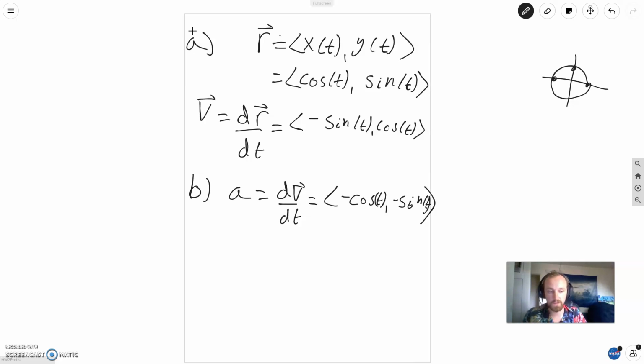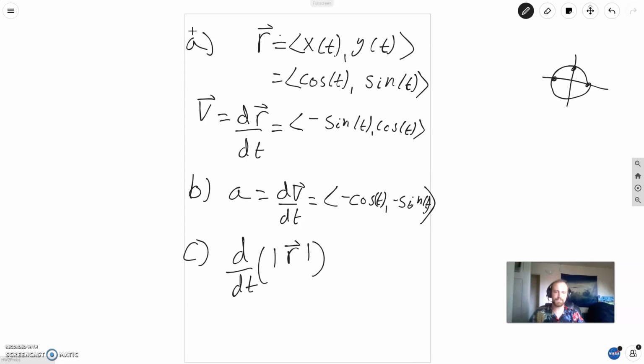Okay, easy enough again. We're just taking derivatives. When we take a derivative on a vector, we just do it term by term. But remember, that's for x and y coordinates. You don't want to do that for spherical coordinates, polar coordinates. For part C, we're kind of doing that. They ask what is the derivative of the magnitude of the position vector.